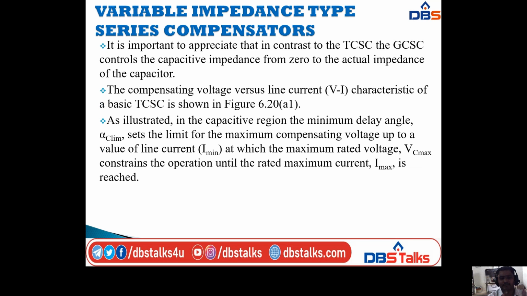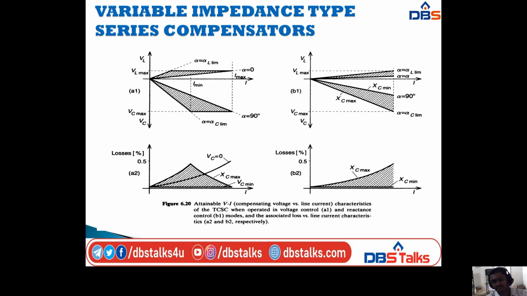It is important to appreciate that in contrast to the TCSC, the GCSC controls the capacitive impedance from 0 to the actual impedance of the capacitor. So the compensating voltage versus line current characteristic of the basic TCSC is shown in 6.20, that too from the A1 diagram.